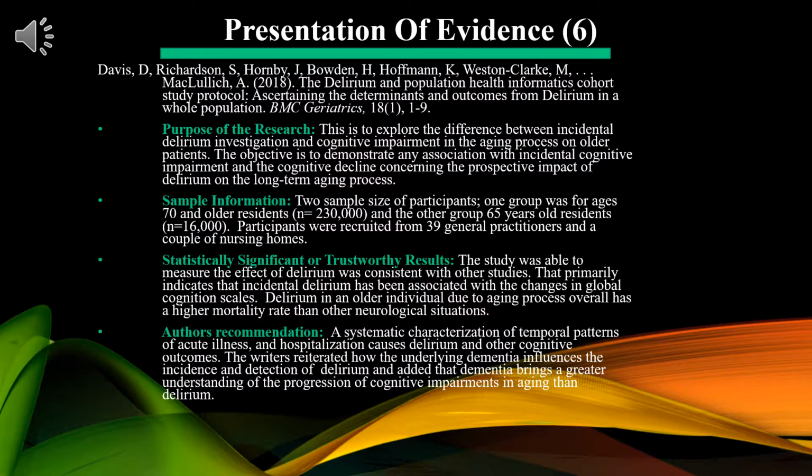Presentation of evidence, Article 6. The topic, the delirium and the population health informatics cohort study protocol, ascertaining the determinants and outcomes of delirium in the whole population. Purpose of the research is to explore the difference between incidental delirium investigation and cognitive impairment in aging process on older patients.